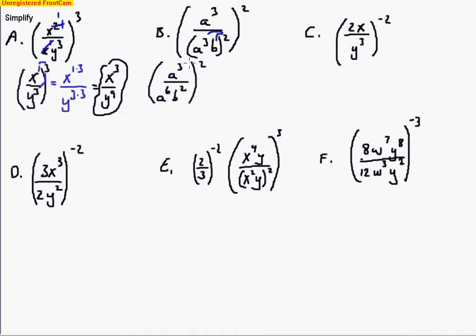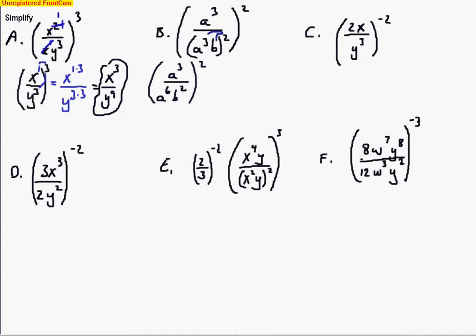So the common mistakes I see are either not multiplying the b to the first power by the 2, or sometimes people add the exponent right here and get a 5. So make sure you multiply the exponents: a to the 6th, b to the 2nd.